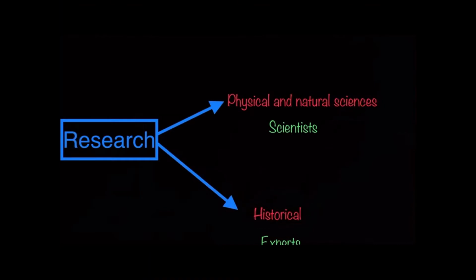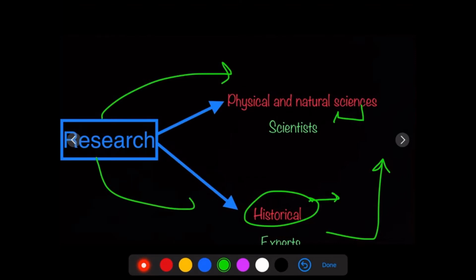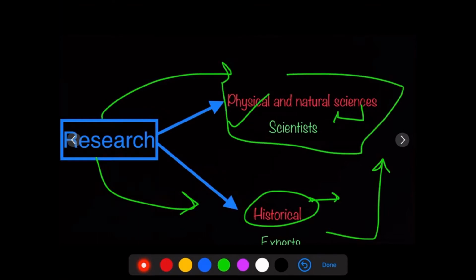In the historical method, we cannot formulate laws. It may not be possible to use the method of laboratory experiments and observation. The empirical, laboratory method cannot be used in historical research. So research is of two types: physical and natural, and the second one is historical. In the first, we can formulate laws, do research, experiment and observe, and we can prove it even today. But in the historical method, we cannot do so.